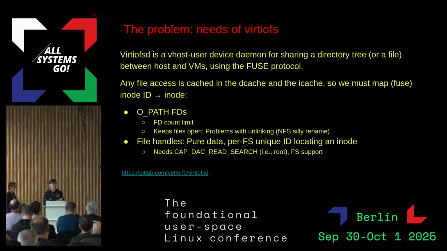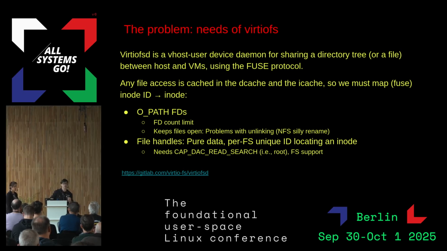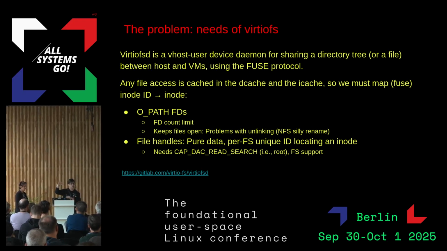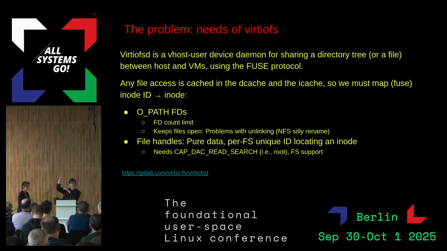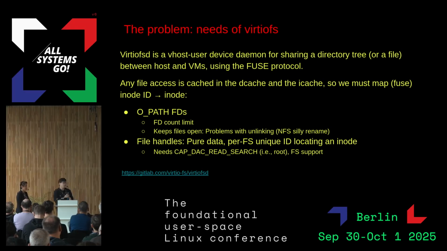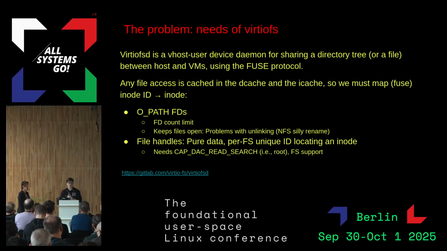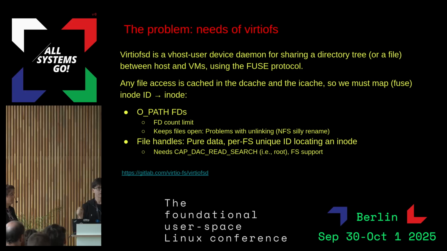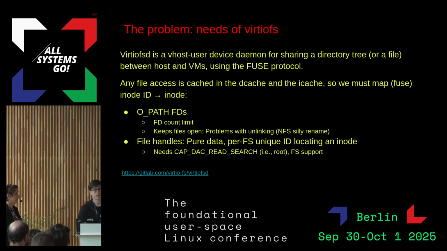One is that it is very easy for us to reach the limit of open files, because even if you just list all the files inside the shared directory, we receive a request for any of those, and those accesses are cached in the guest kernel, so we need to open all those files. Also, we need to keep those files open, which has some problems with unlinking, especially if we are using NFS, where it will trigger the silly rename behavior that is very annoying if you need to manage a large NFS volume.